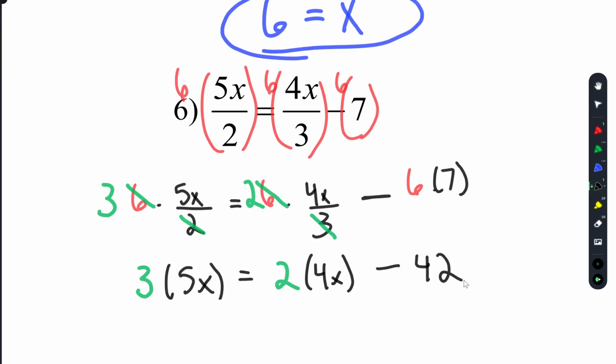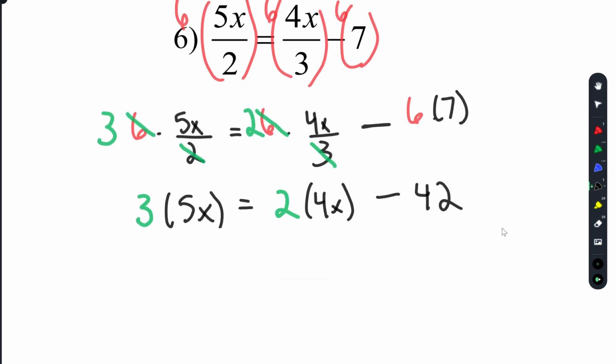So the point is, I showed a lot of work here, but 6 divided by 2 is 3, 3 times 5x. 6 divided by 3 is 2, 2 times 4x. And 6 times 7 is 42. I'm showing you, you could just go straight to 15x if you want, to see where these come from. But now you have quote unquote normal numbers.